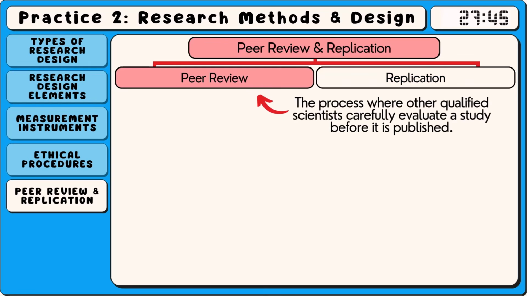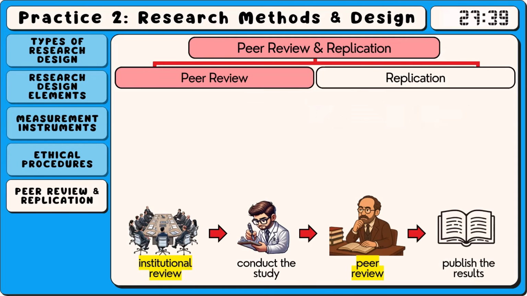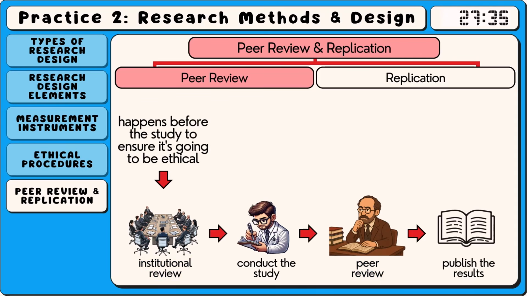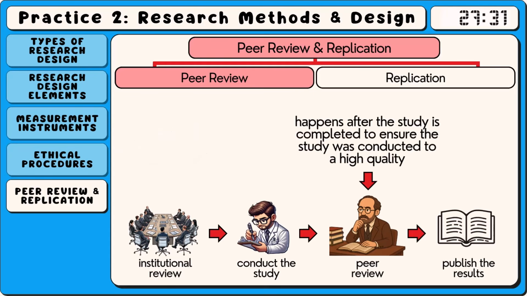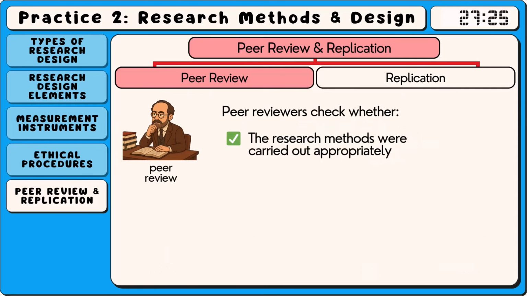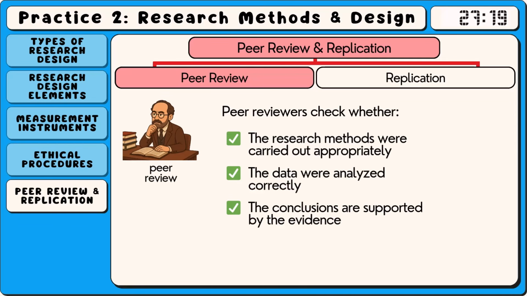Peer review is the process where other qualified scientists carefully evaluate a study before it's published. This shouldn't be mistaken for institutional review. Institutional review happens before the study to ensure it's going to be ethical. Peer review happens after the study is completed. It ensures the study was conducted to a high quality. The reviewers check whether the research methods were carried out appropriately, the data were analyzed correctly, and whether the conclusions are supported by the evidence.